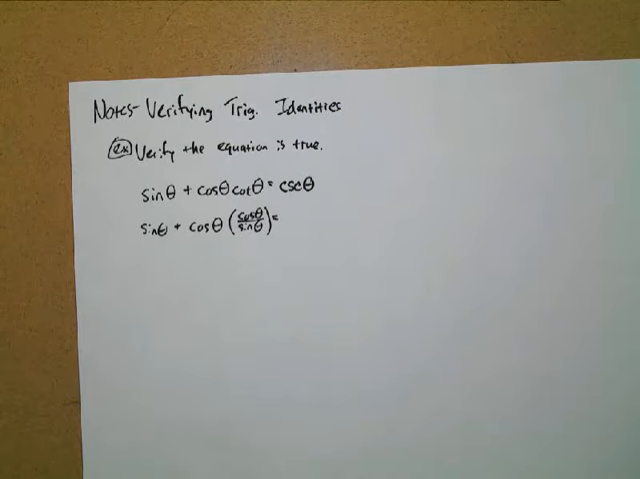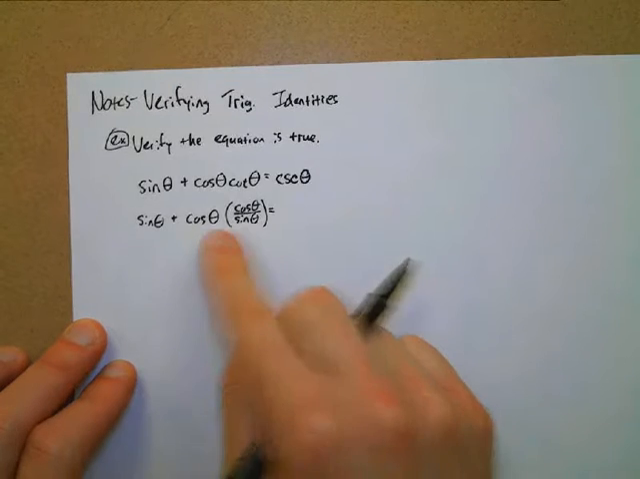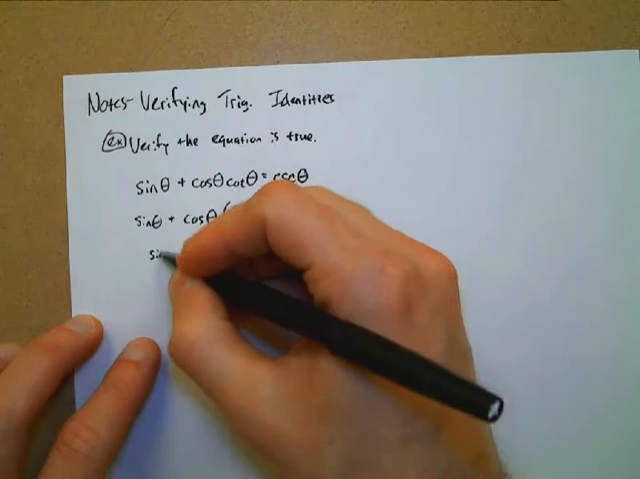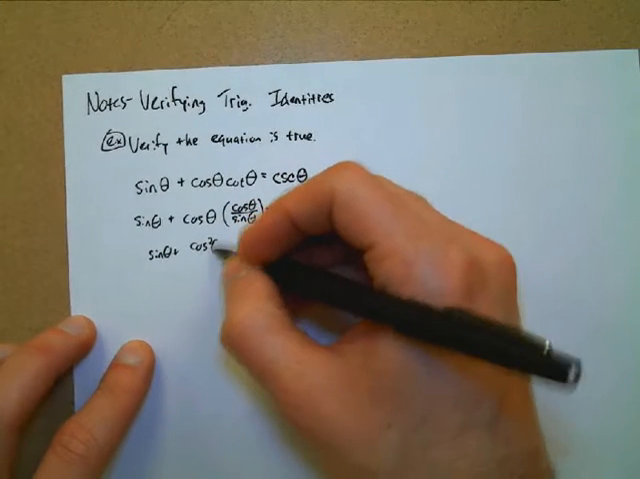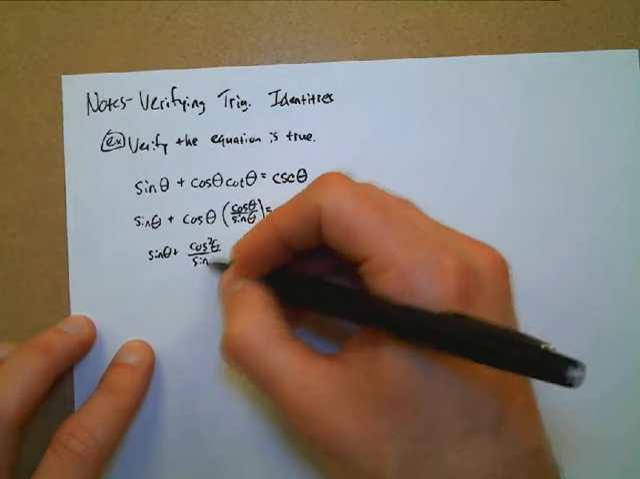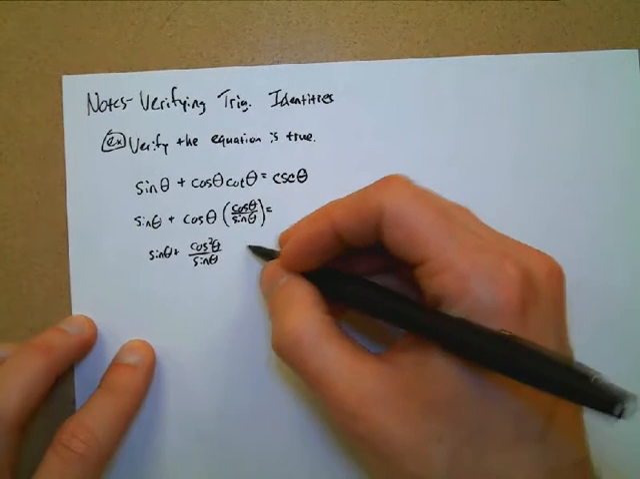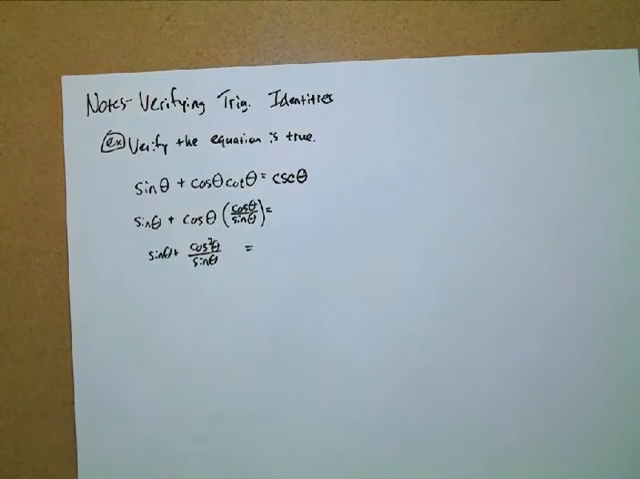So now I can put these terms together, and I'll get sine of theta plus cosine squared of theta over sine of theta. And again, that's going to be equal to that cosecant there. All right, so I did that, but now is this helpful or not? Ideas?